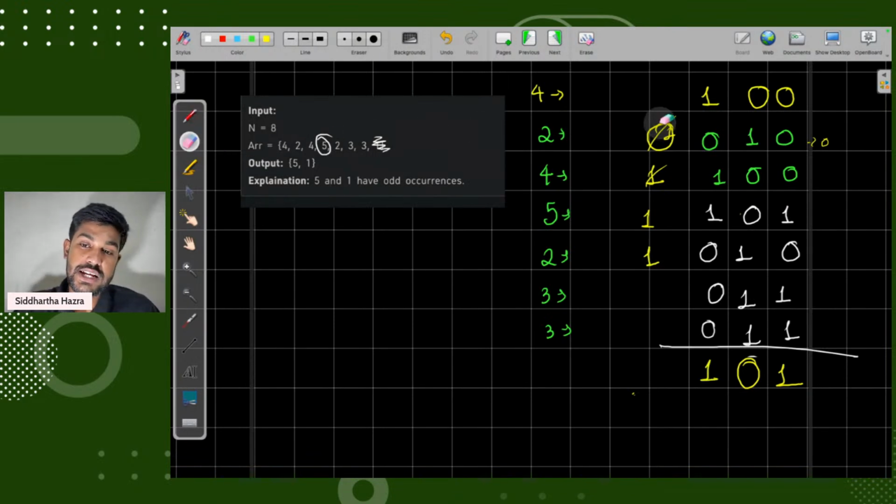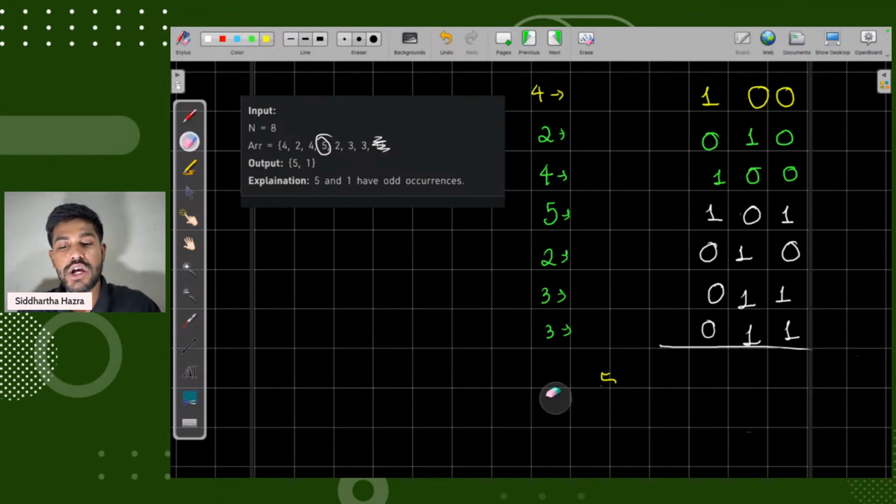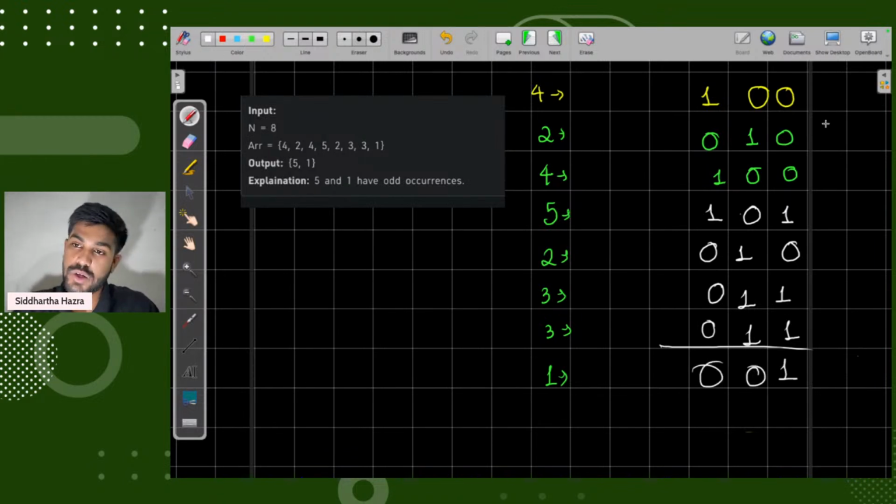So now we can see that we have found the number which has odd occurrence, and the rest of the numbers occur an even number of times. This is 101, which is 5, and this was the number to be found. So if there is only one such number, we can easily find it by doing the XOR of all the elements that are present. That is why I said that if it is given that only one element is present an odd number of times, you can simply do an XOR of all the elements. Okay, fair enough. Is this question clear?